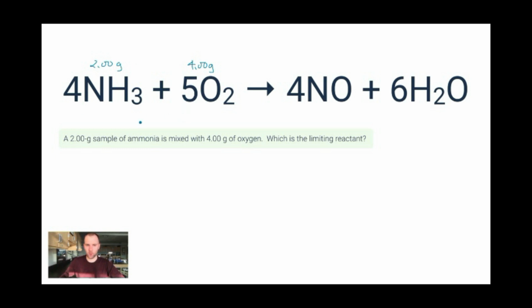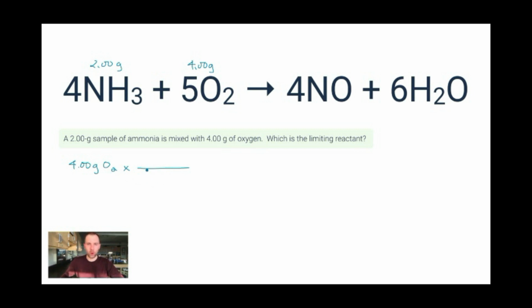You could start with NH3 and you'd be getting the same conclusion of which of these two is the limiting reactant. I'm going to start with oxygen. So you pick a reactant, and then what you want to do is calculate how much of the other reactant is used when all of that mass is used up. So if I have 4 grams of O2, I want to do a mass-to-mass stoichiometry calculation to figure out what mass of NH3 would react completely with this 4 grams of O2.